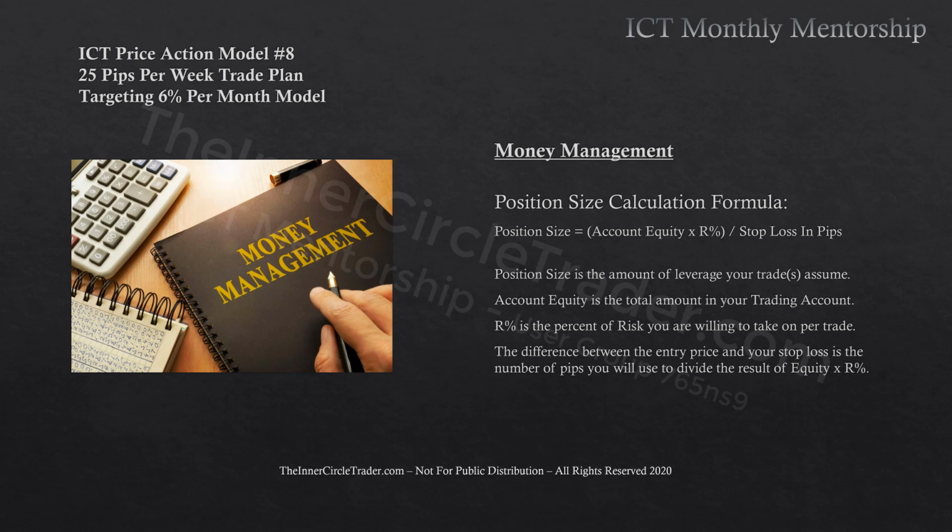Money management. Position size calculation formula. Position size equals account equity times R% divided by stop loss in pips. Position size is the amount of leverage your trade assumes. Account equity is the total amount in your trading account. R% is the percent of risk you are willing to take on per trade. The difference between the entry price and your stop loss is the number of pips you will use to divide the result of equity times R%.